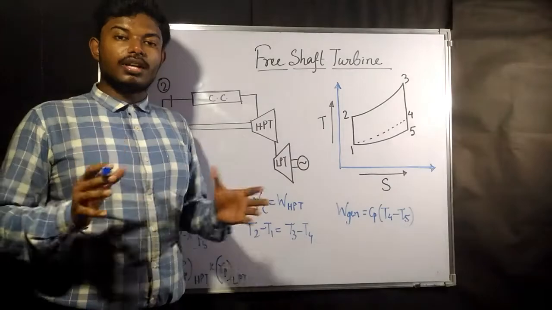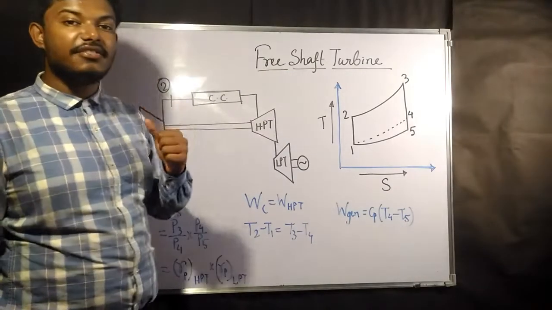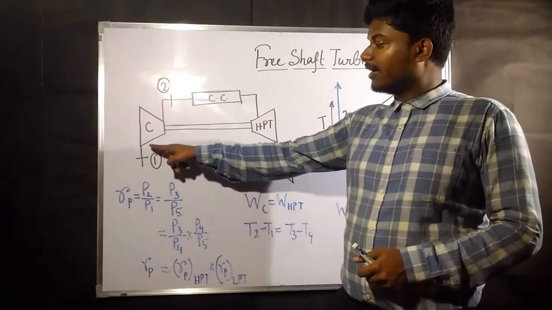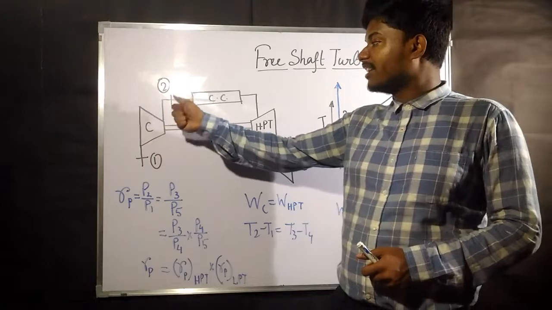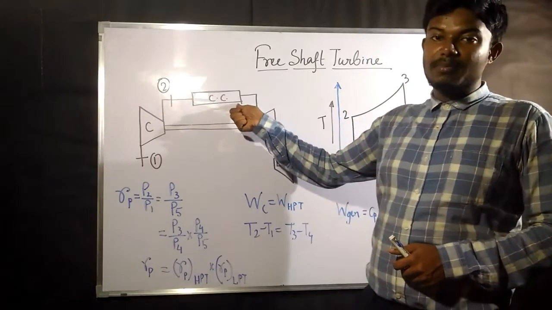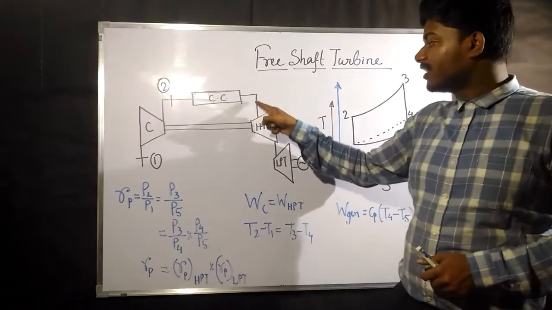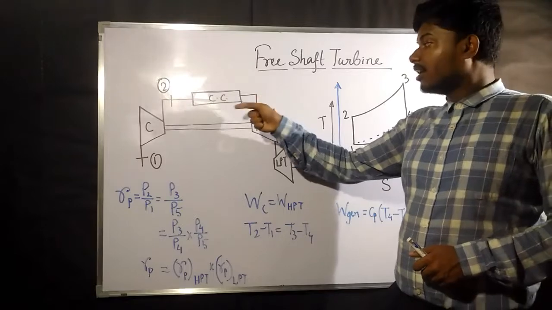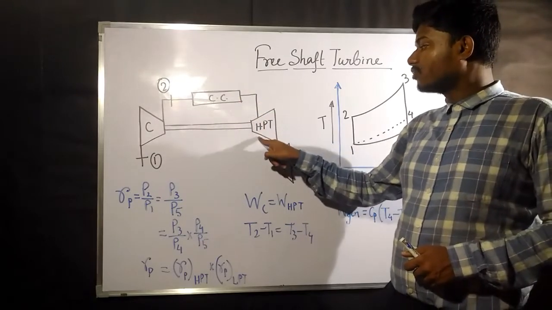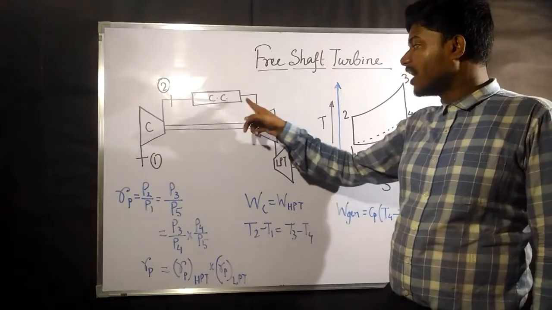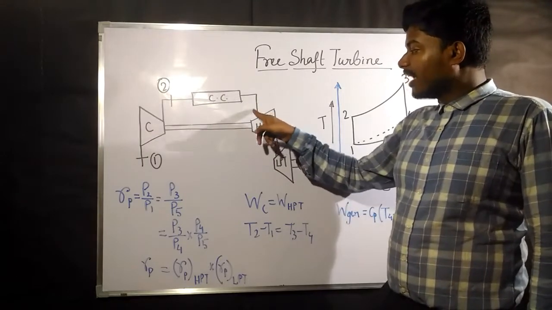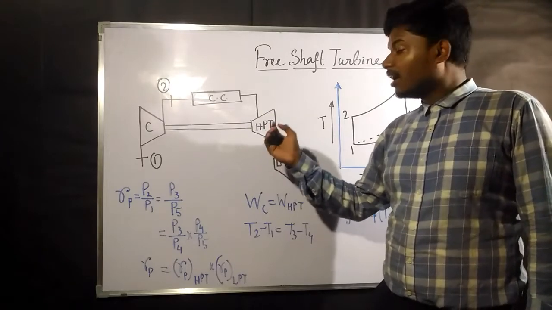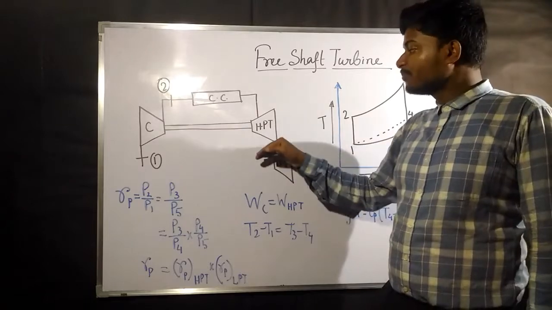Now we are going to see a free shaft turbine. It is a special type of turbine. What happens is the air goes into the compressor. After getting compressed, it passes through the combustion chamber, that is, it gets heated. After that it passes through the high pressure turbine. The high temperature and high pressure air coming out passes through the high pressure turbine, where it is expanded to a relatively low pressure, but not fully low pressure.